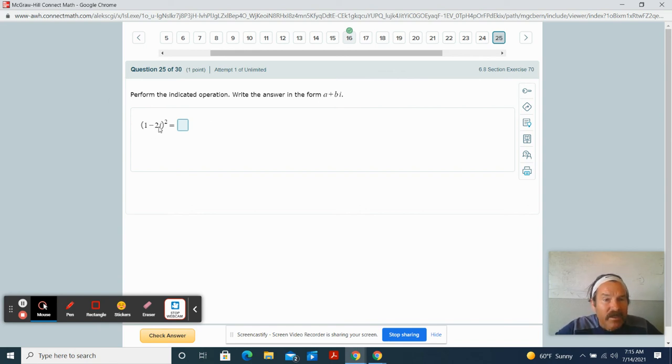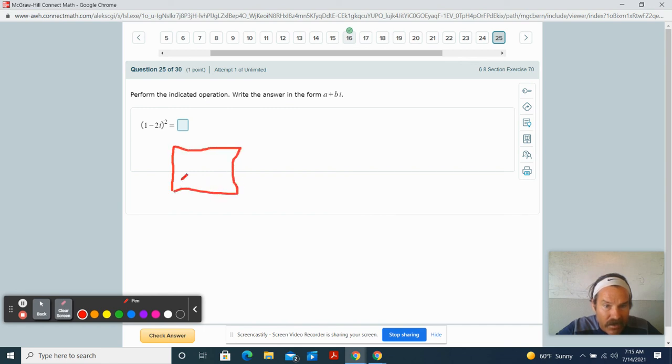Okay, here's a binomial that is squared. I like to do this using the box method. Do not square the first and the last. Use the box method. I said that because it's very important. 1 minus 2i squared is 1 minus 2i times 1 minus 2i.